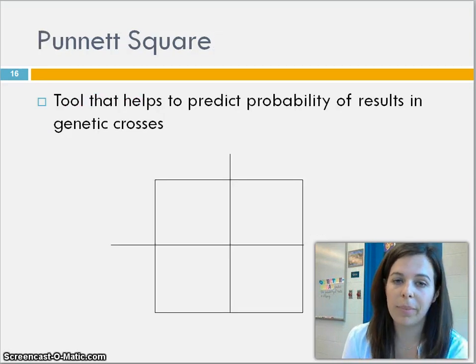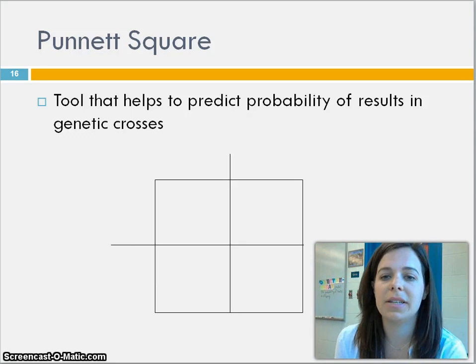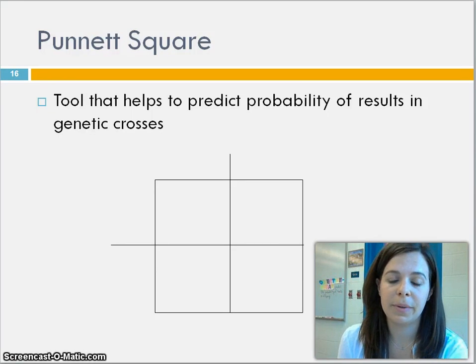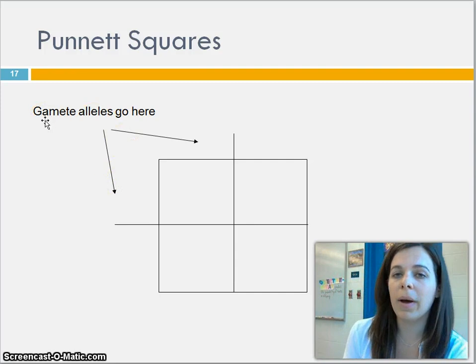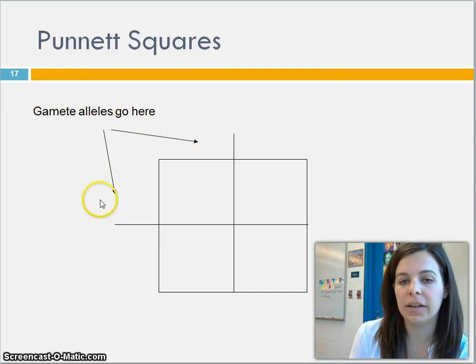So we're going to use a tool called Punnett squares, which are my absolute favorite. These are tools that help to predict the probability of the results in genetic crosses. So we're predicting how often certain offspring will have certain traits. The first thing we're going to do is figure out what alleles would be in the gametes. And so those alleles are going to go here and here. The mom's alleles are on one side and the dad's alleles are on the other.